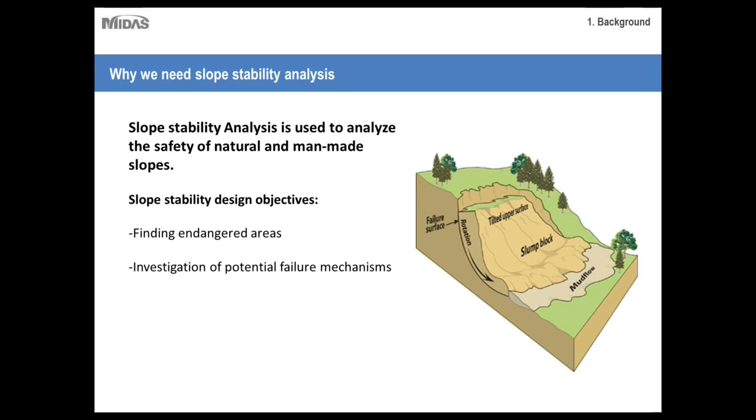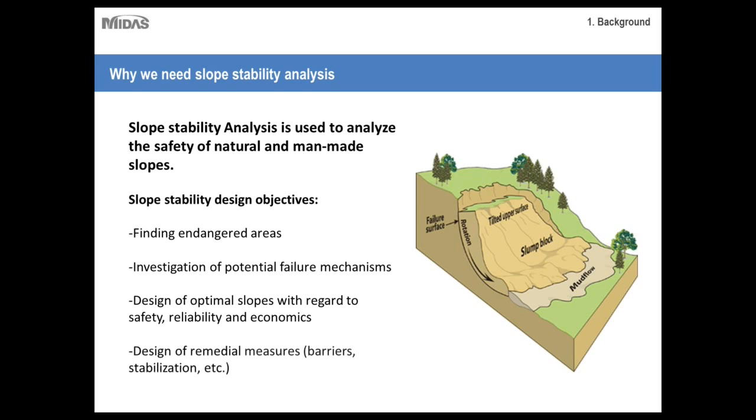The investigation of potential failure mechanisms. We would like to predict accurately how the slope would fail and what would cause it to fail. The design of optimal slopes with regard to safety, reliability, and economics. With man-made slopes, we want to design slopes to be safe, reliable, and cost-effective. And the design of remedial measures such as barriers and stabilization. Sometimes when slopes aren't stable enough on their own, engineers will design specific structural supports that will keep that slope stable under certain conditions.